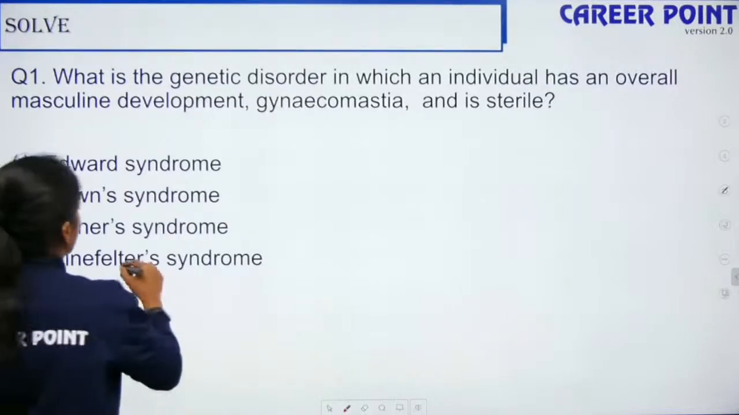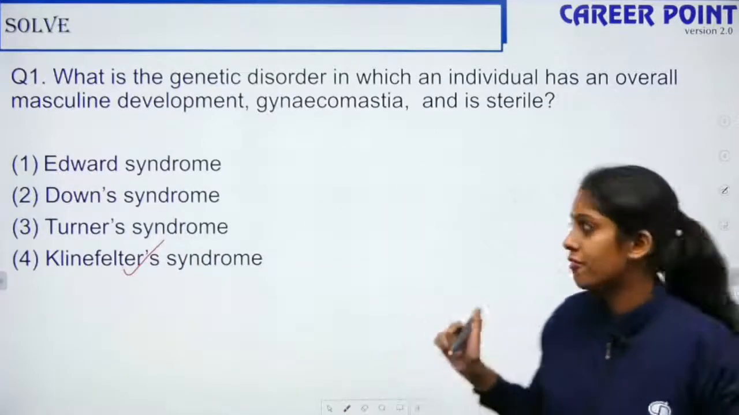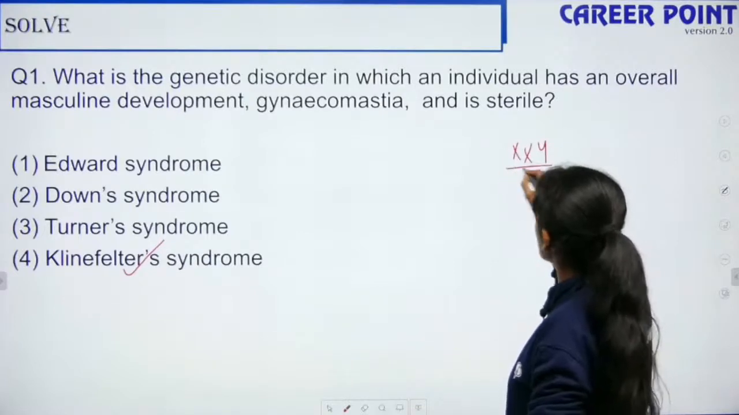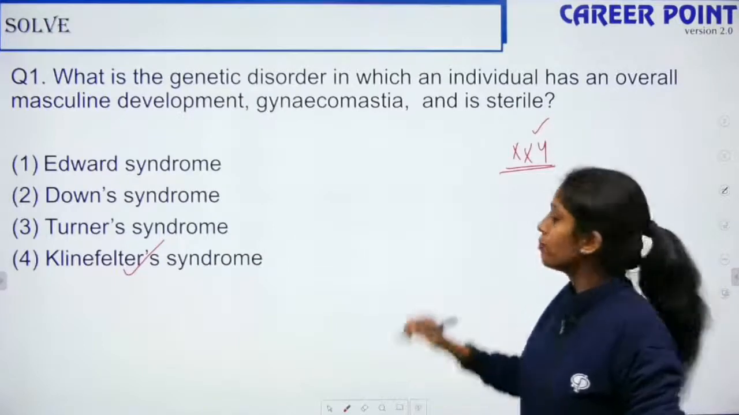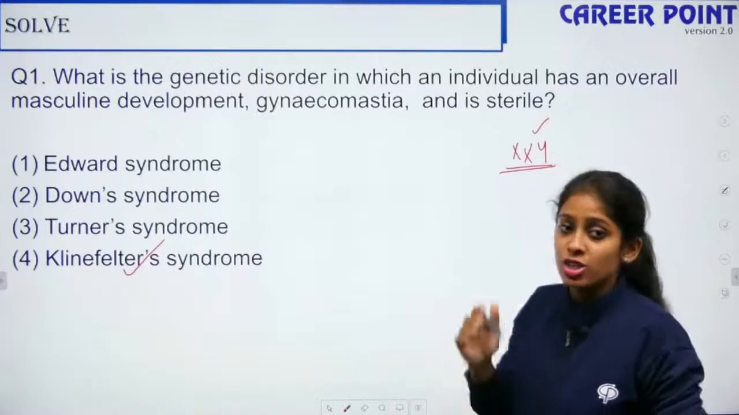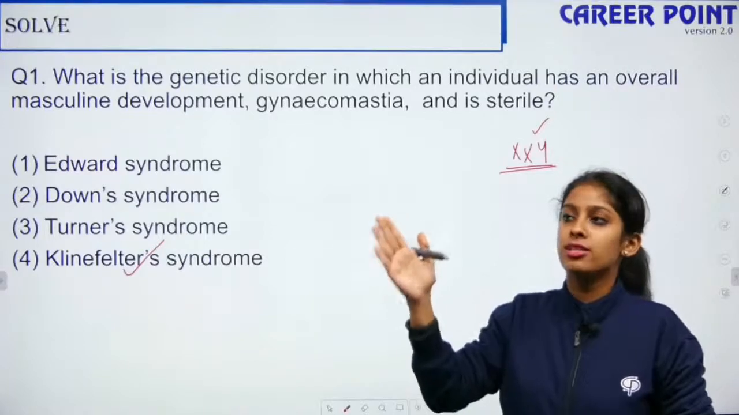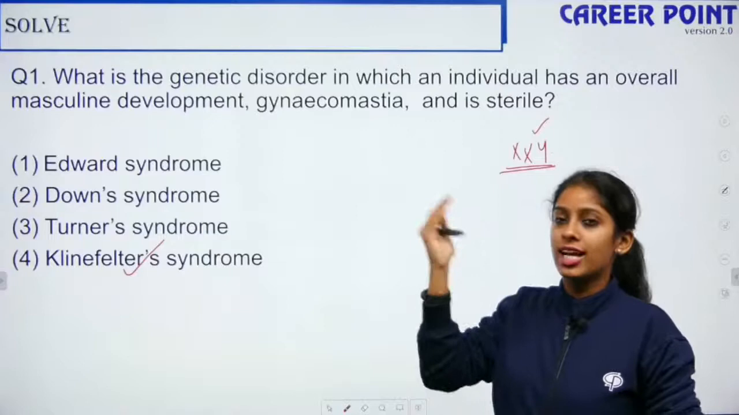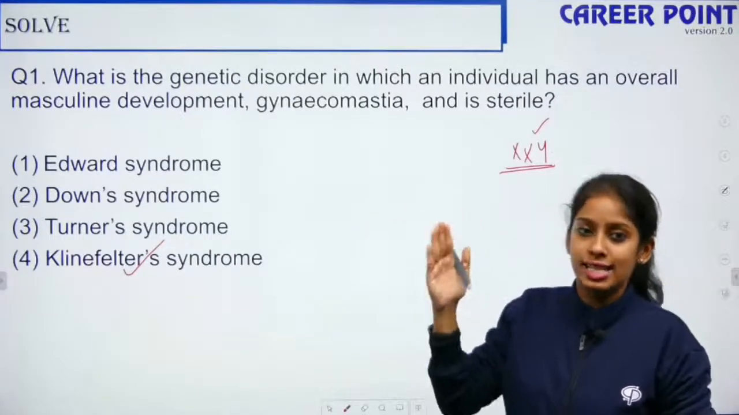Klinefelter syndrome, yes, absolutely right, Keshav. Here an individual has an overall masculine development. In case of Klinefelter syndrome, this is the genotype, so that is why the individual has overall masculine development. But since there are 2 X, the part of female character also plays a role. It is not 47 plus XY. It is totally 47 with 3 sex chromosomes. Keshav, it is not 47 plus 3, then it would account to 50, right? That is wrong. So it is 47, in the bracket XXY.